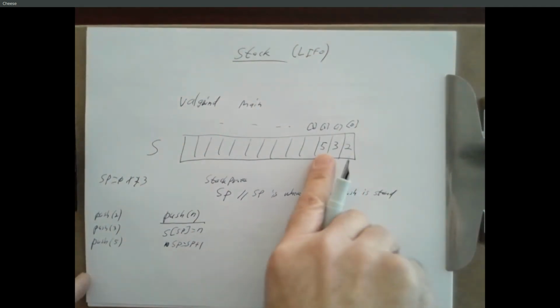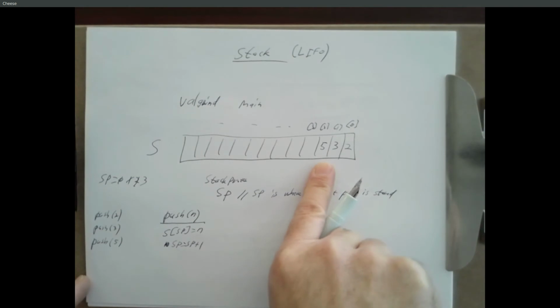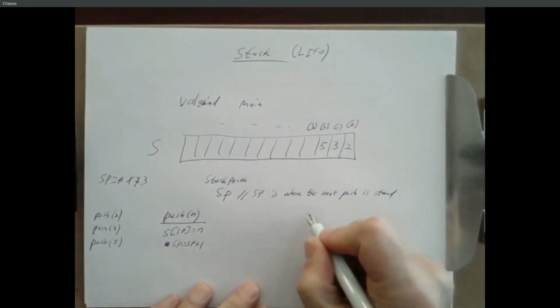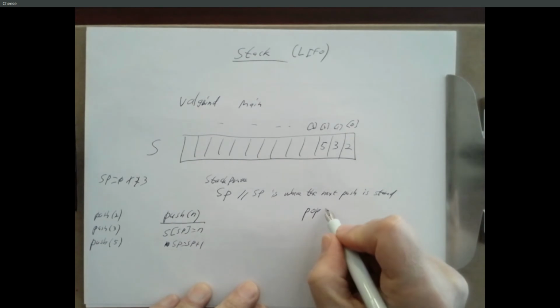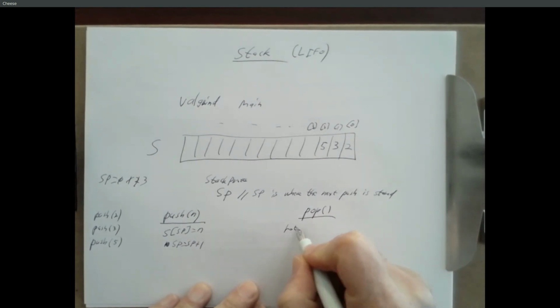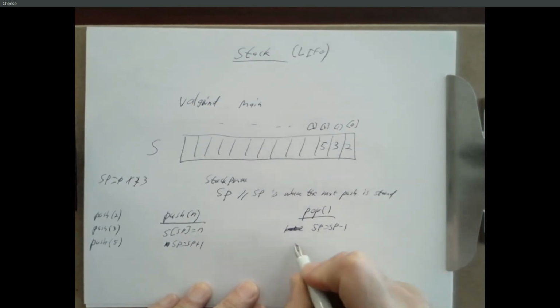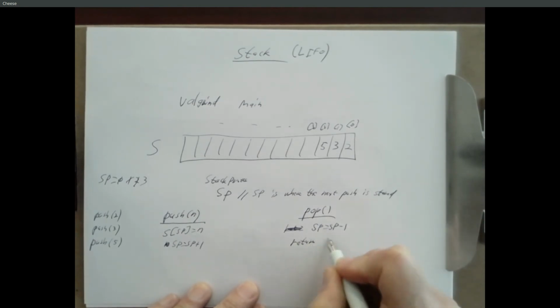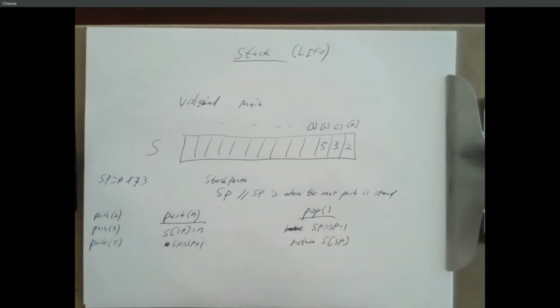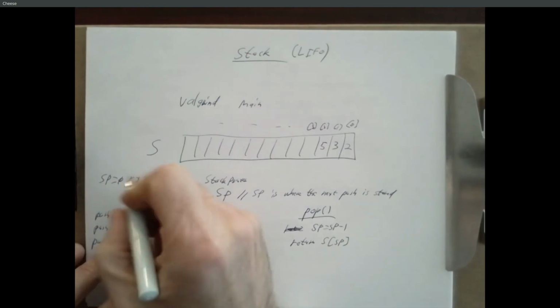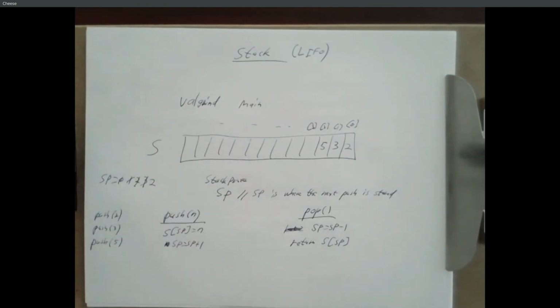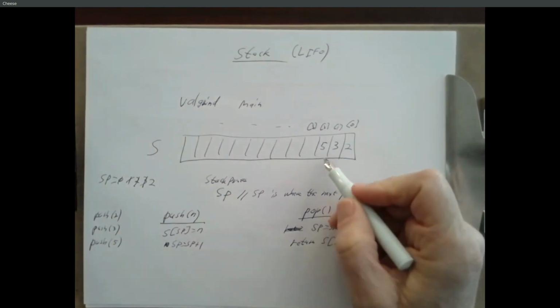How do we find that 5 by using the stack pointer? SP minus 1. So pop is as follows. First, we want to decrement the stack pointer, and then we use that to find the thing we want to return, the thing we want to pop. So we'll change the stack pointer to 2. We'll return element 2. We popped off the 5.